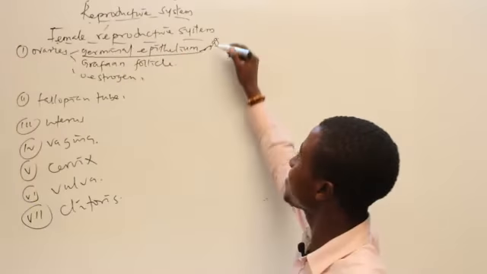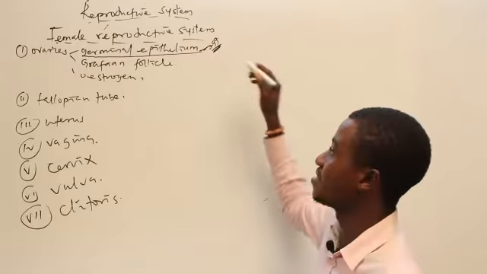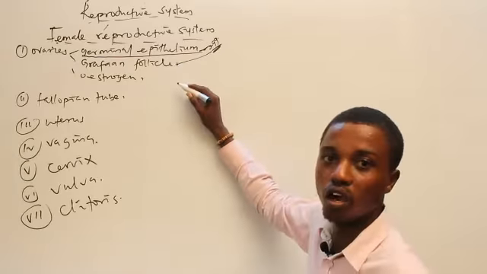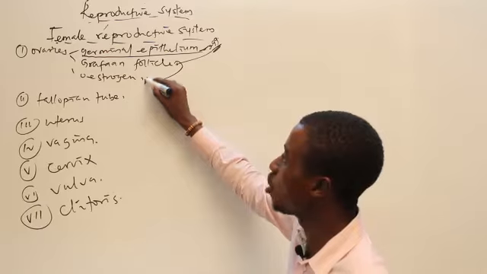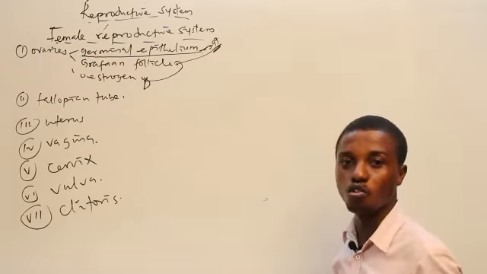Don't forget. And now this egg, alongside the surrounding masses, they form what we call the Graafian follicle. The Graafian follicle along the line will secrete estrogen. Estrogen is the female hormone. We've talked about that.